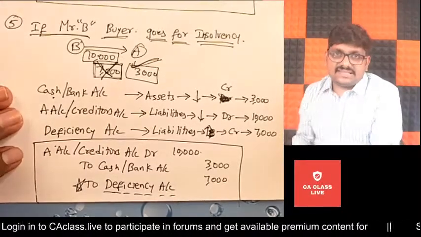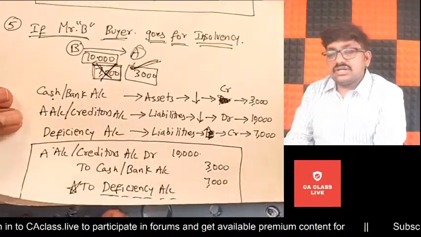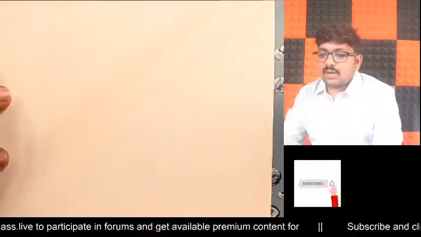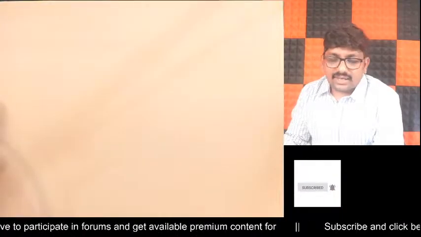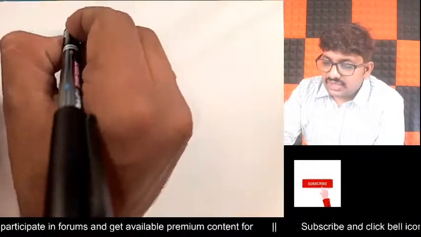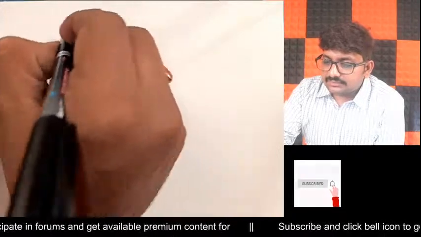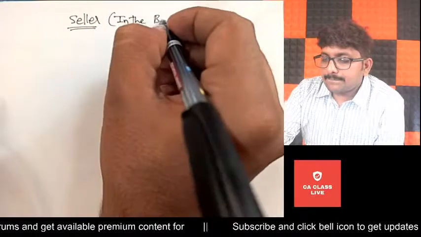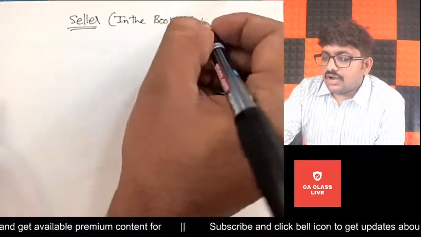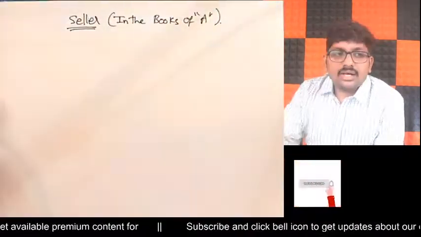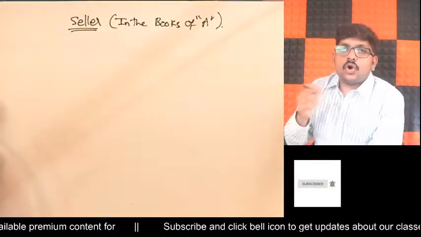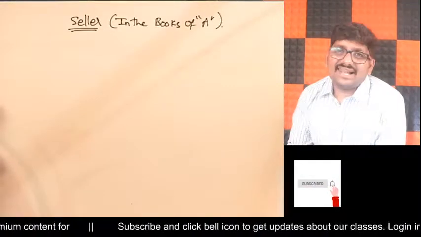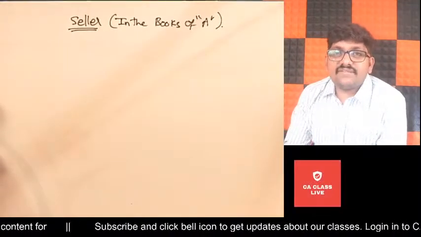Now let us quickly see in the next 10 minutes what will be the journal entries in the books of seller. In the seller's books, what will be the journal entries? Come on, let us start. In the books of seller. Seller means whom? A. In my transaction, who sold goods to whom? A sold goods to B. Now we are seeing the transaction in the books of seller. Got it? Observe very carefully.